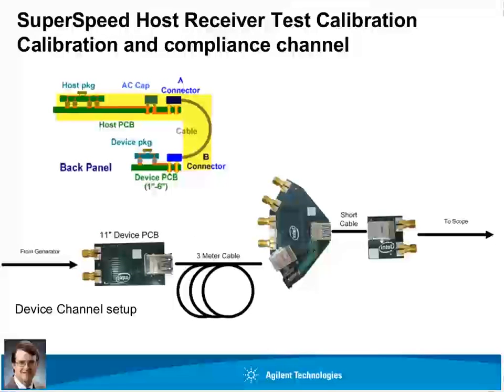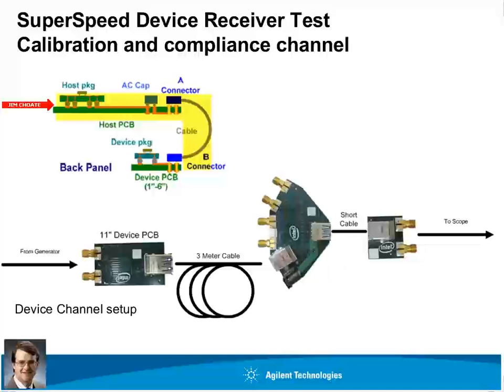For device receiver tests, you get the other end of the channel. So you get the 3-meter cable, which is the common piece, and then you add 11 inches of trace to emulate the loss that you would see through a typical channel connected up to a host, to emulate this transmitter and receiver eye opening at the host receiver.